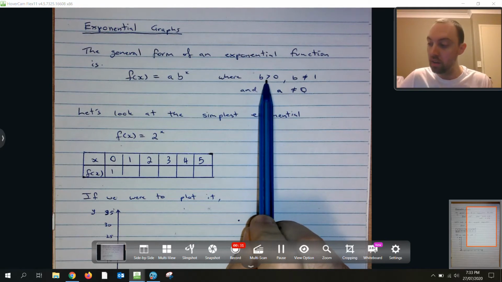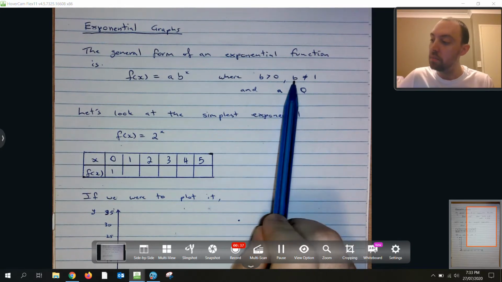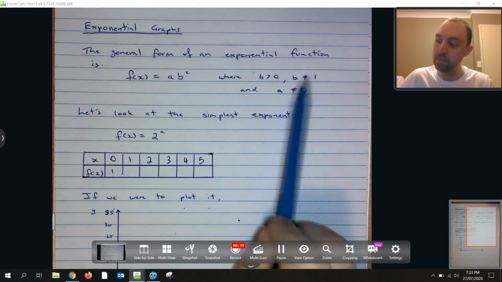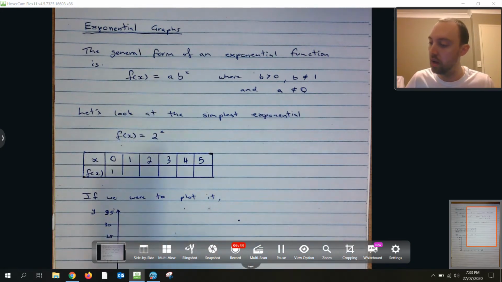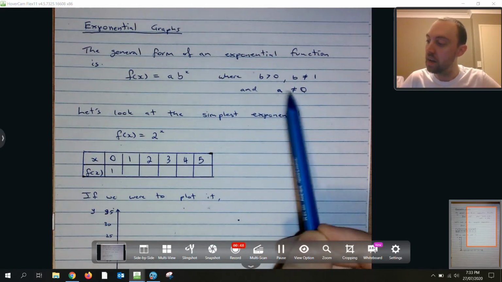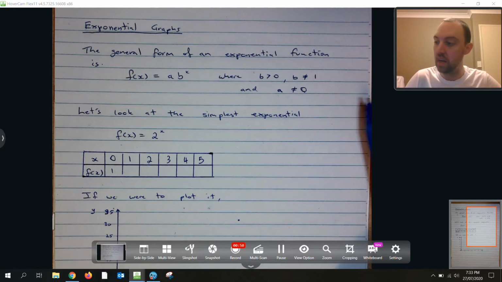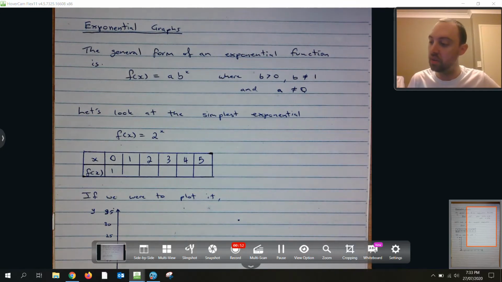b has got to be greater than 0, otherwise it's not a whole lot of a function. I might try and show that a little bit later in the video. b can't be equal to 1. Again, same reason. If b was 1, then it would just be a straight horizontal line where a is. And then a is also not equal to 0 because, again, it defeats the purpose of the exponential function.